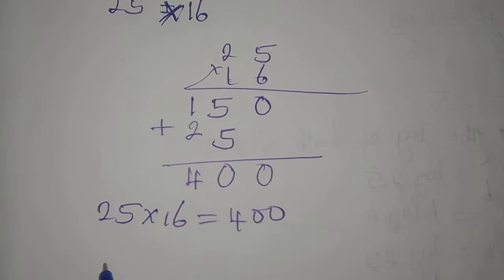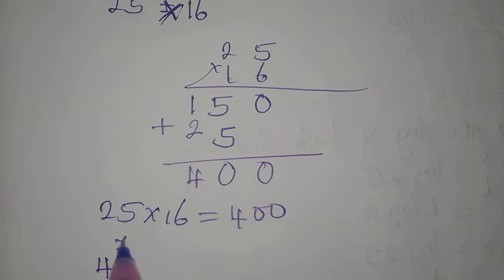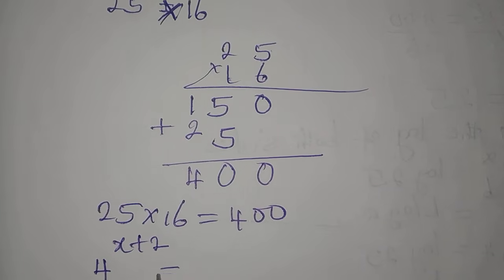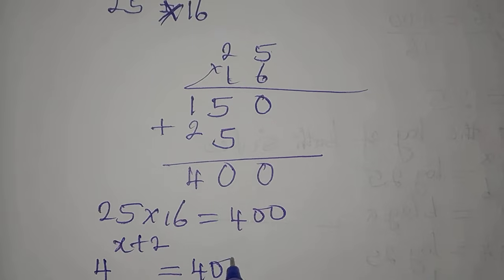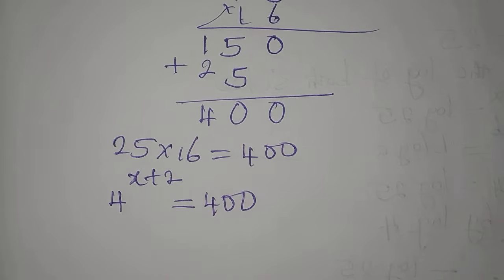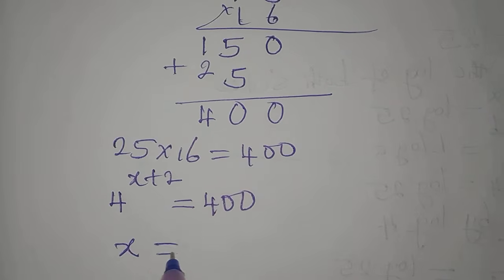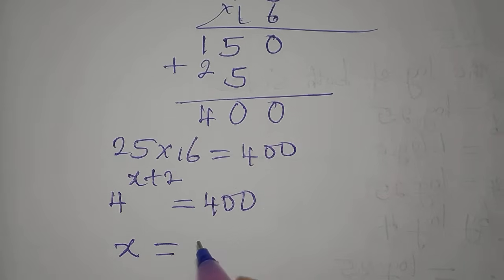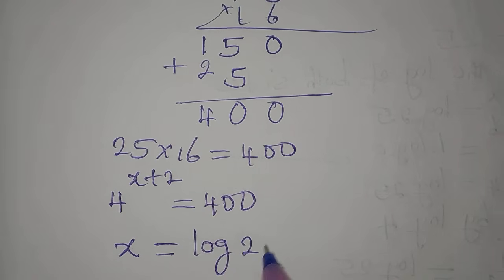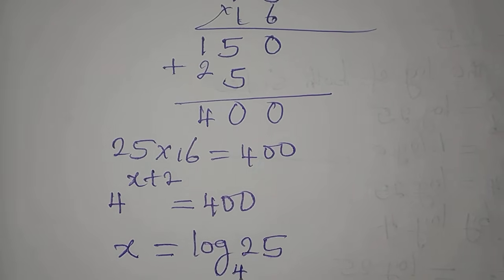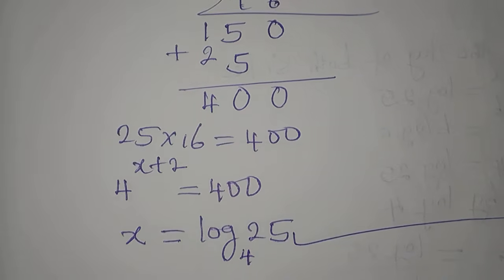And the equation given is 4 to the power of x plus 2 equals 400. So what can we now say? We can say that x equal to log 25 to base 4 satisfies the equation.